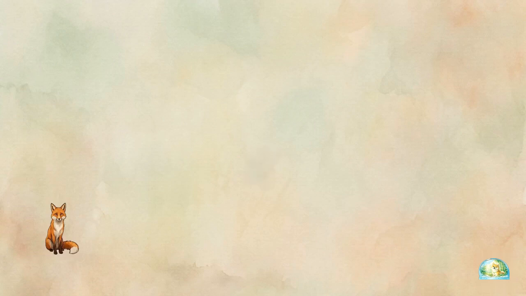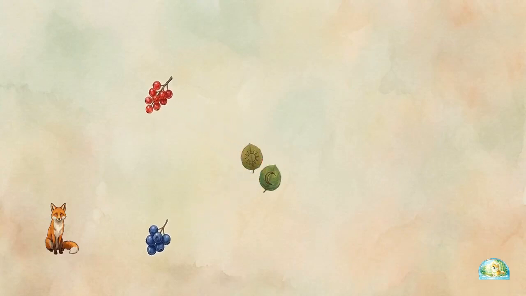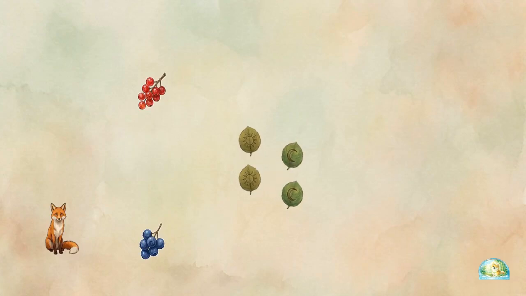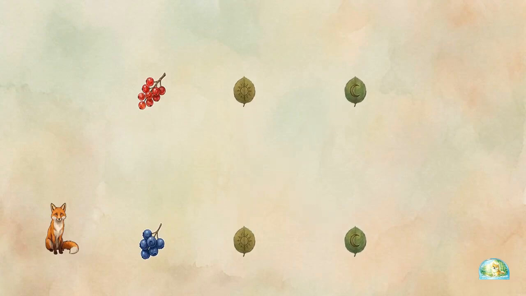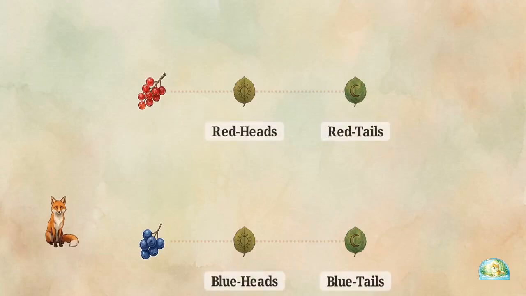This fox watches an organized list form for a two-step event, drawing a red or blue berry card and flipping a leaf coin. First, the card options separate into a red row and blue row. Next, we pair each initial card with both coin outcomes, heads and tails. This systematic pairing reveals our entire sample space, 4 distinct compound outcomes.